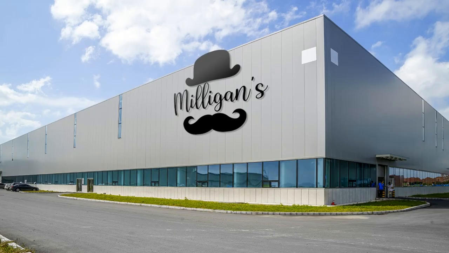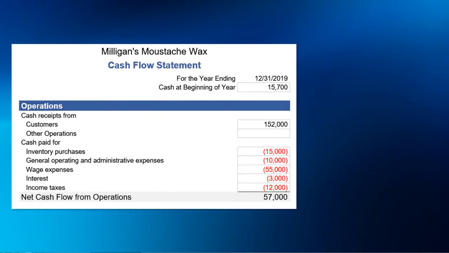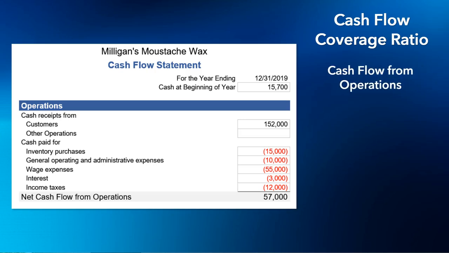Let's suppose Milligan's Mustache Wax wants a loan for a new manufacturing plant. You know how popular mustache wax is these days. Operations are expanding. Anyway, Milligan's bookkeeper is going to review the company's cash flow statement to see if Milligan's credit is decent and to evaluate the company's ability to repay the loan. The cash flow coverage ratio is one ratio the bookkeeper can look at. To calculate, cash flows from operations is divided by total debt.